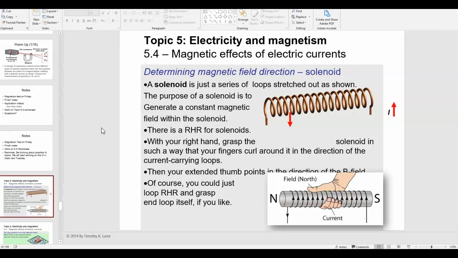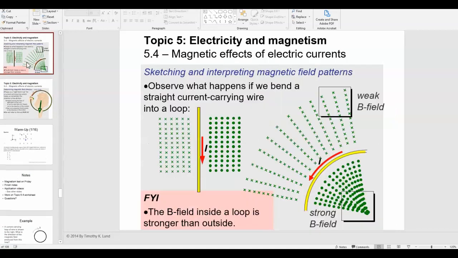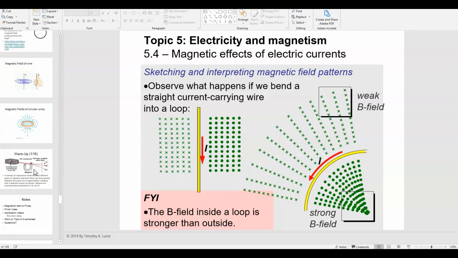Okay, and so in the last slide we talked about right-hand rule number 3, that gives the field due to one loop. The same right-hand rule works for a solenoid. You curl your fingers in the direction of the current. Now, why would you want to make a solenoid? Well, we saw a few slides back that if you bend a wire into a loop, the field inside gets concentrated. And it turns out the more loops you have, the stronger the field.